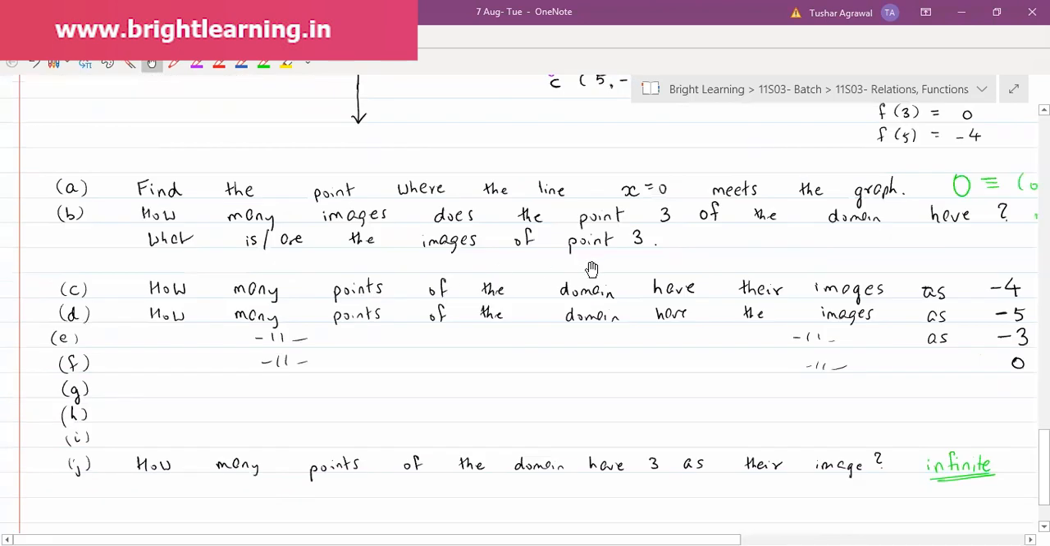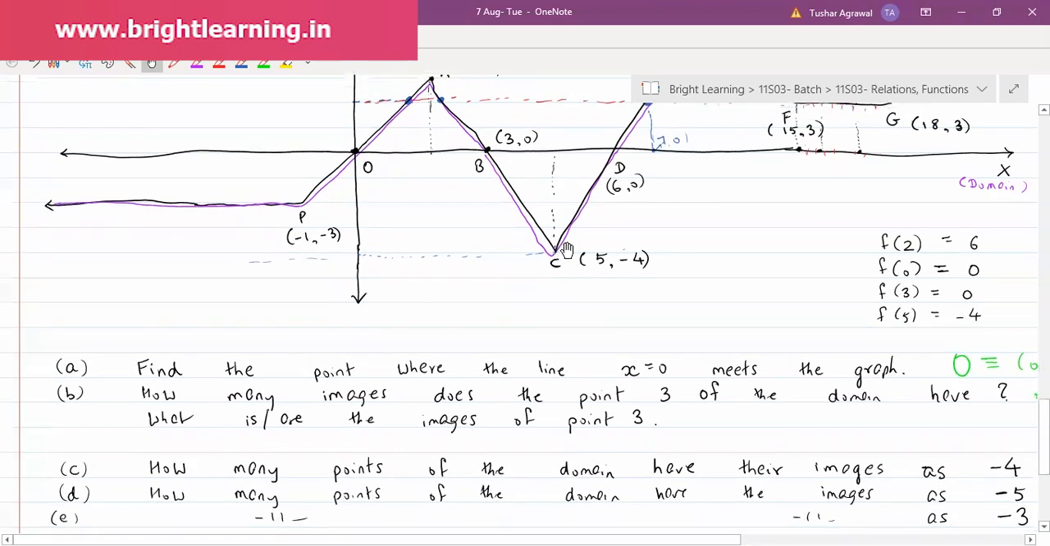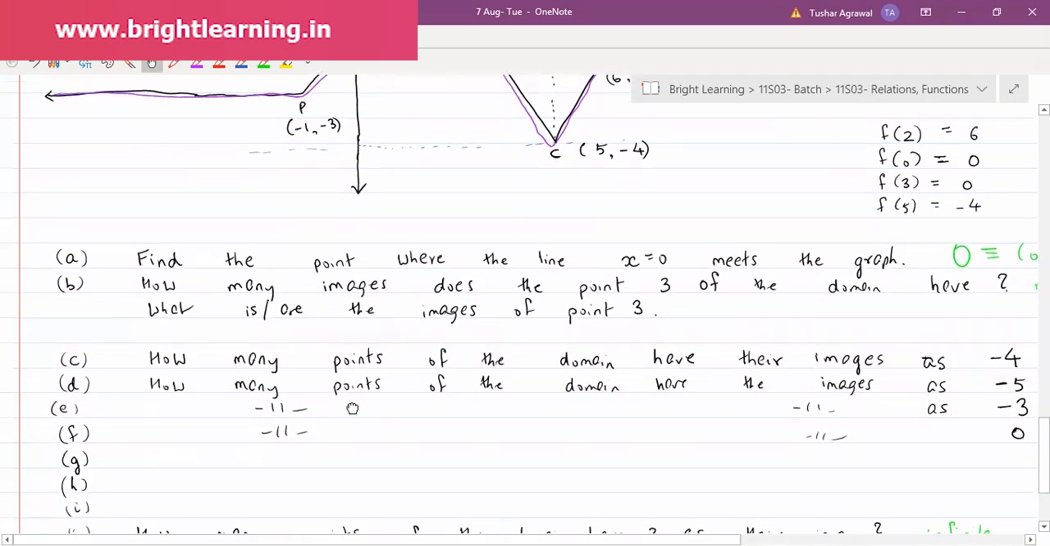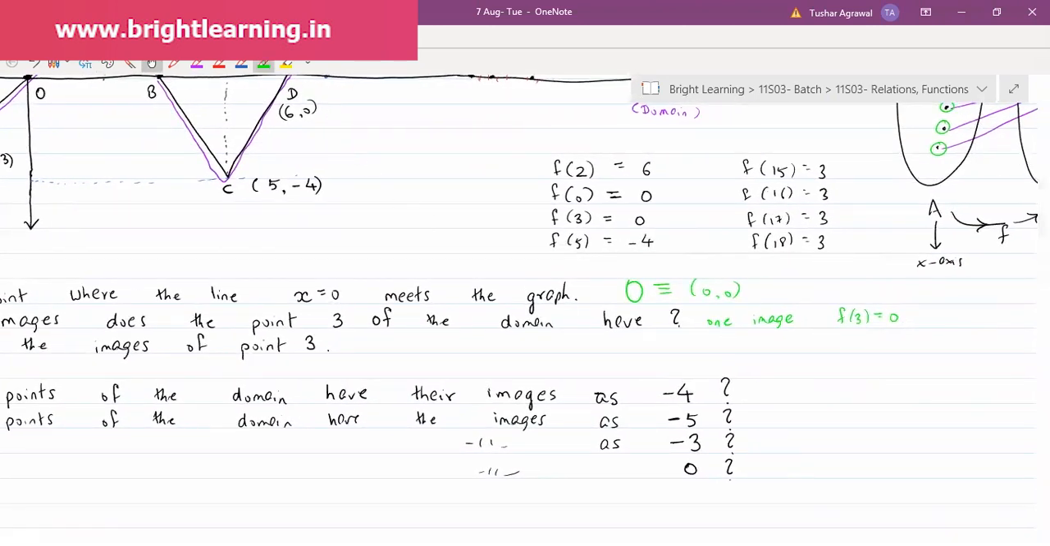Next question. How many points of the domain have their images as -4? Images as -4, so I will have to draw a horizontal line with y equals -4. If I draw this, -4 is the bottommost point. You can see that there is only one. It meets the graph in only one point, with x coordinate x equal to 5. So how many points of the domain have their images as -4? The answer is 1 point.